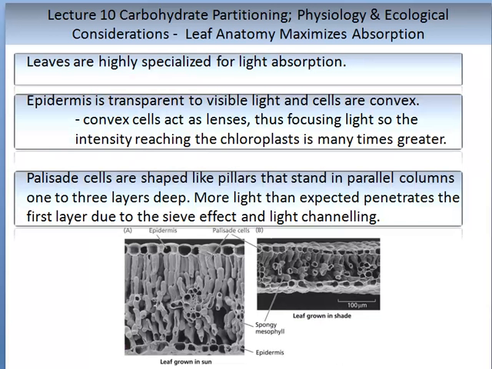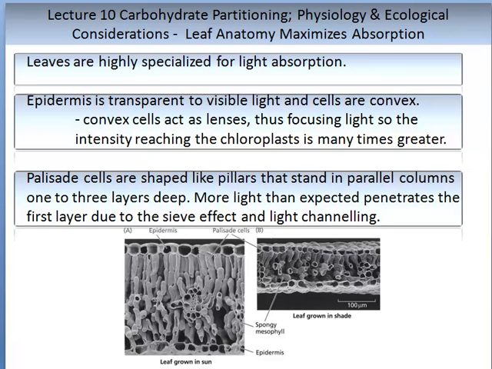So leaf anatomy plays an important part in maximising the absorption of light. Leaves are highly specialised for light absorption. The epidermis is transparent to visible light and cells are convex. Convex cells act like lenses, thus focusing light so the intensity reaching the chloroplast is many times greater.